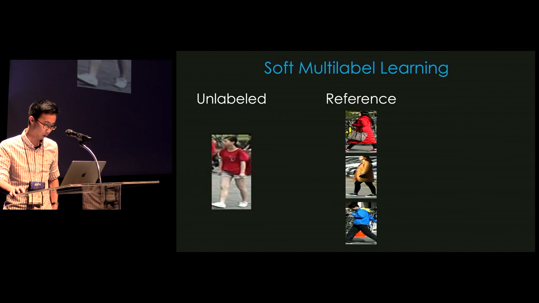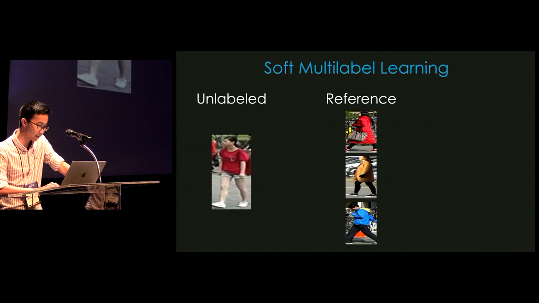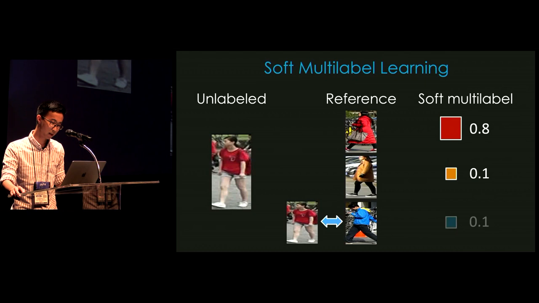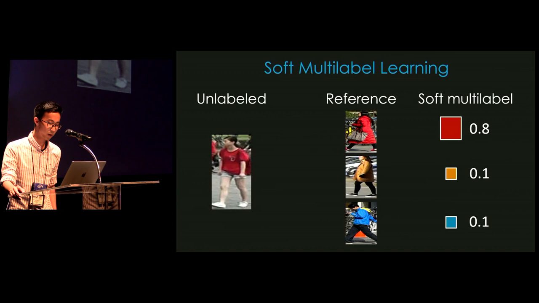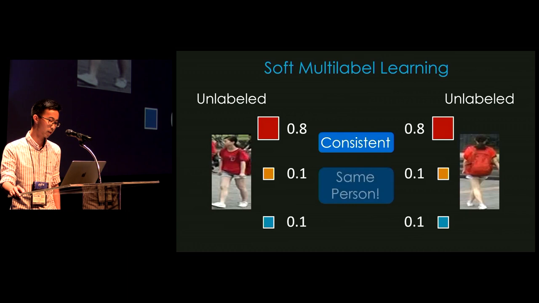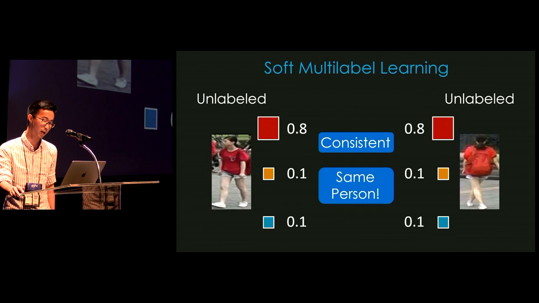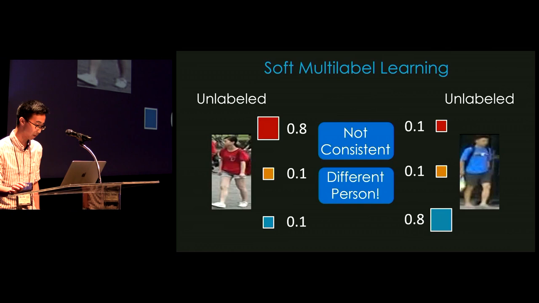To address these problems, we propose the soft multi-label learning. Instead of a single cluster, we compare the unlabeled images to many reference persons. The reference persons are pre-existing and independent from the target data set. We learn the soft multi-label by comparing to each of the reference persons to estimate the label likelihood. The principle is that if two unlabeled images are the same person, they should be equally similar to any reference person. Therefore, their soft multi-labels should be consistent with each other. Otherwise, if the soft multi-labels are inconsistent, the unlabeled images are probably different persons.